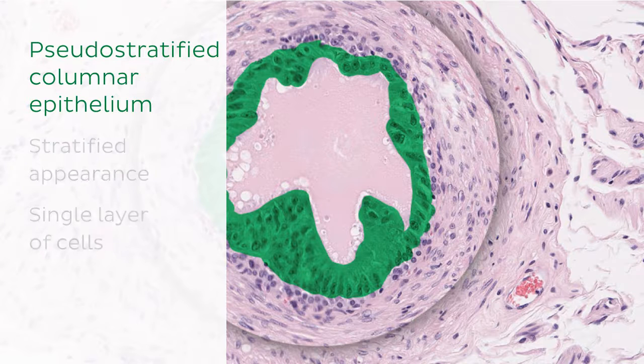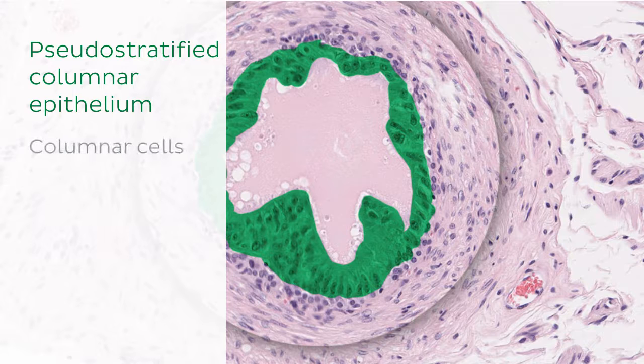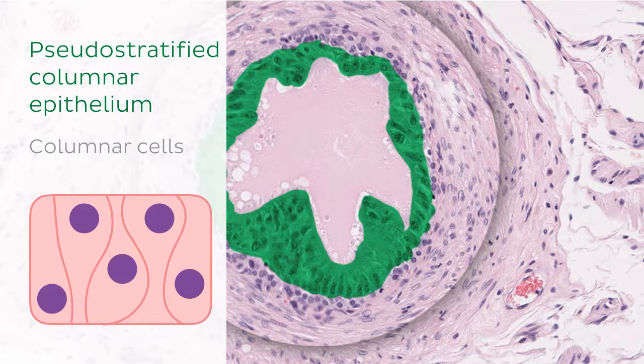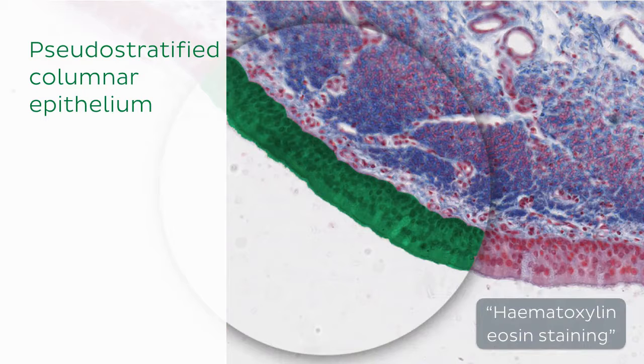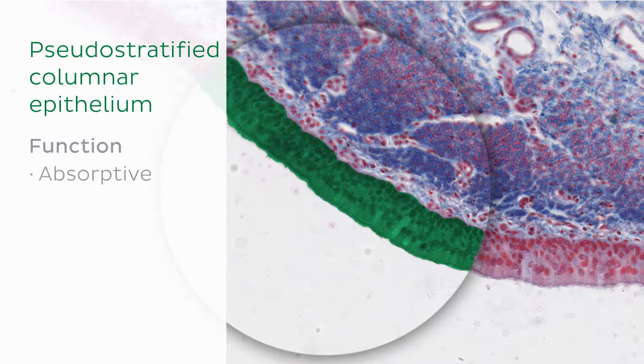actually isn't. Pseudostratified columnar epithelium is made up of columnar cells, and if you look at this cartoon I've drawn, you can see how the differing positions of the nuclei make it appear as though there is more than one layer of cells. These cells can have either absorptive or secretory functions, and from this micrograph we can see that these cells may also possess cilia.